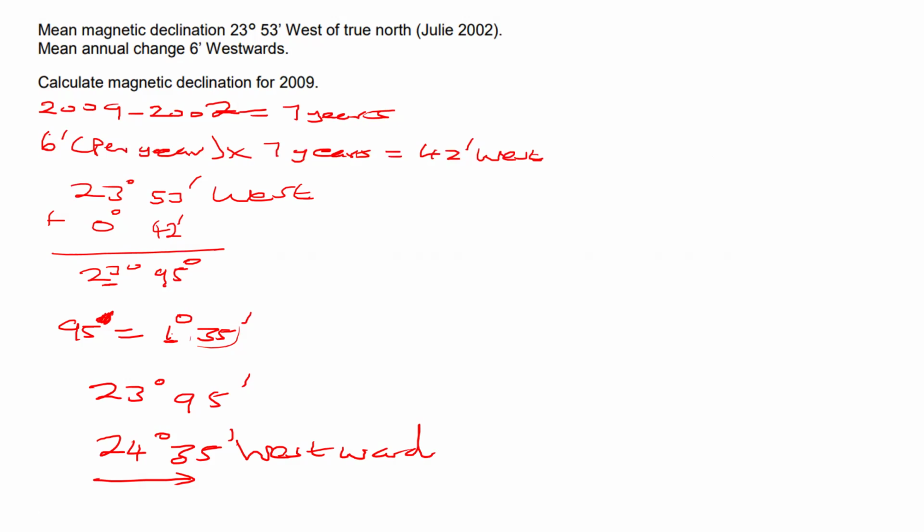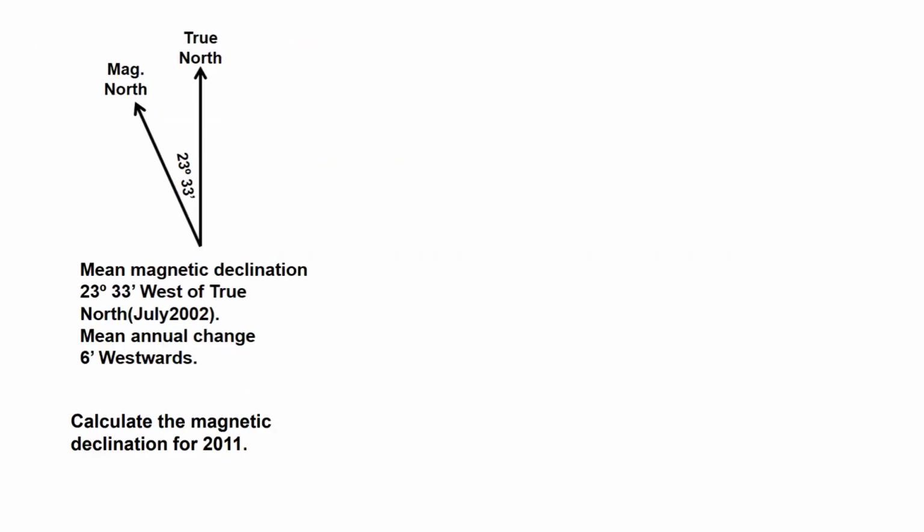My things were cancelled, I'm sorry about that. And we also have got this one here. We are having a mean magnetic declination of 23 degrees 33 minutes west of true north in July 2002.